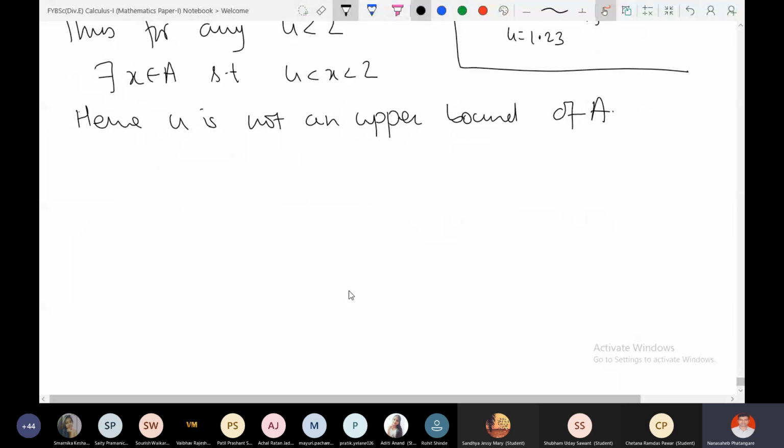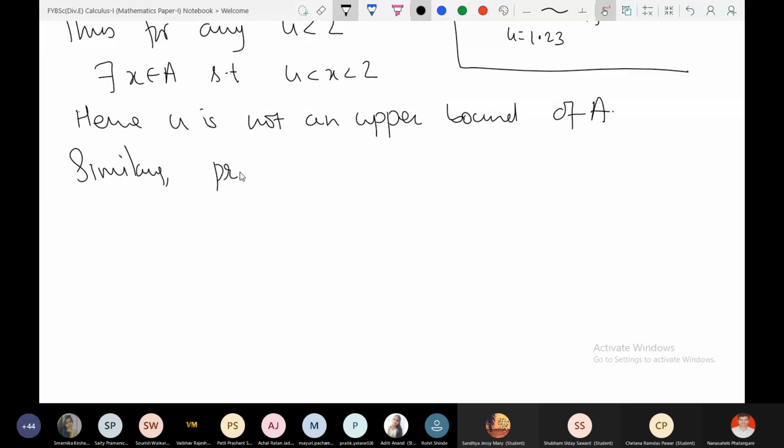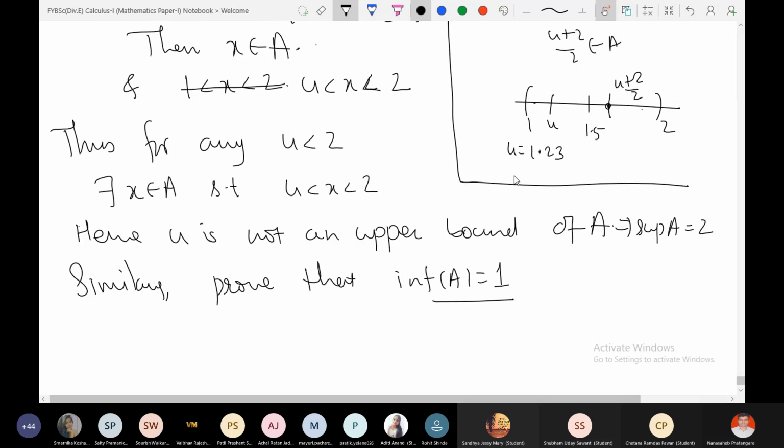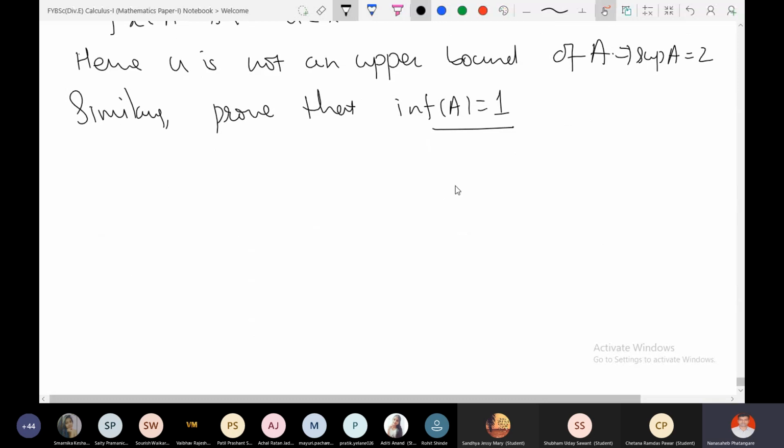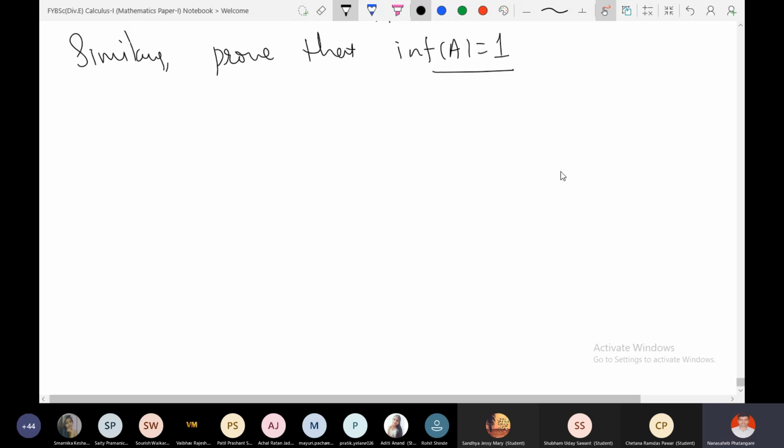Okay, so similarly, you try to prove that. Okay, therefore, supremum of A is 2. Similarly, prove that infimum of A is 1. So, with the same logic, same arguments, right? If you choose any element of the set, that is a lower bound by definition of the set, and if you choose any u greater than 1, that is not a lower bound, because you can choose some element from the set which is less than u. So, you can work out the calculations, right?